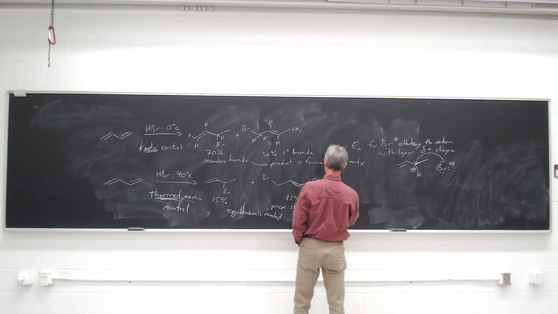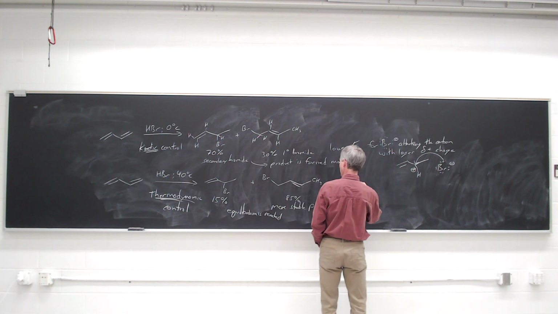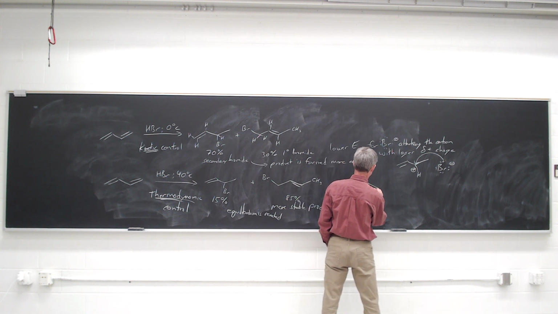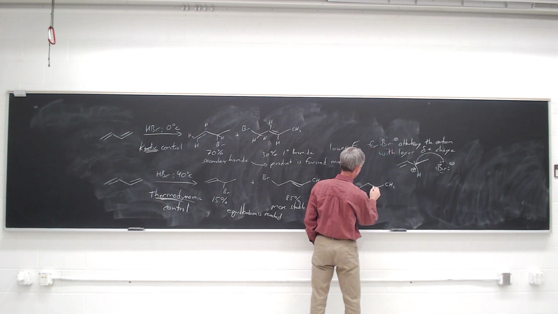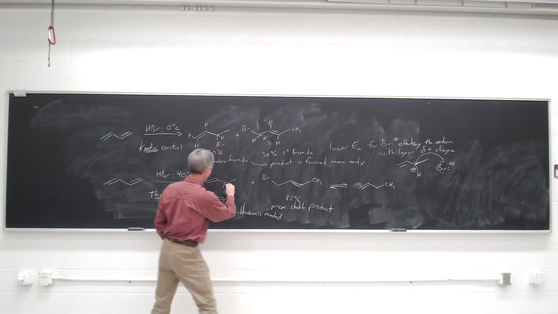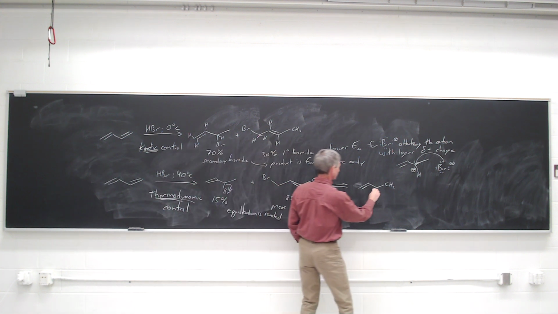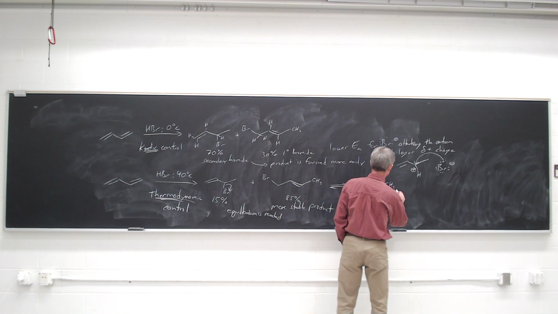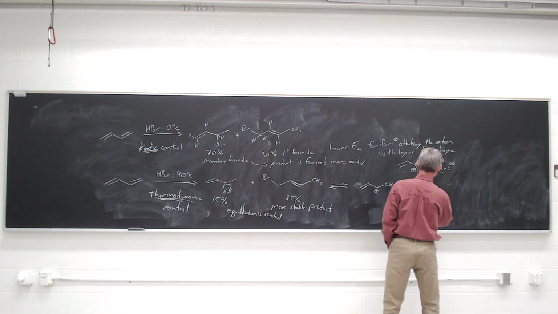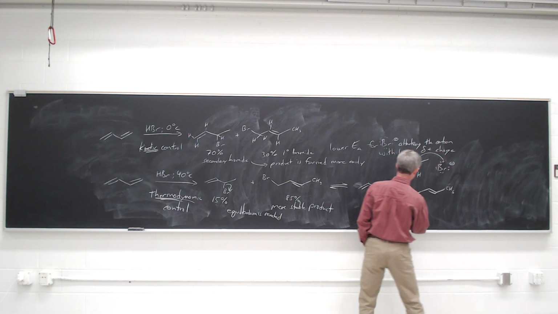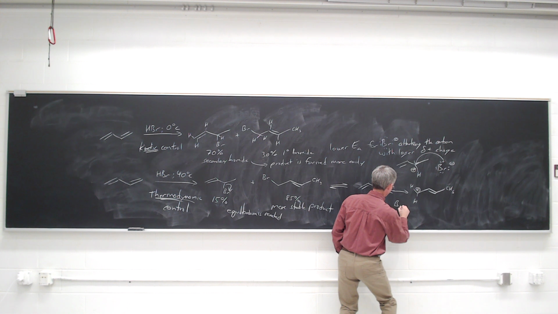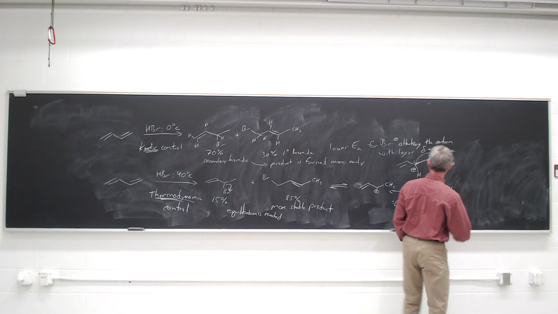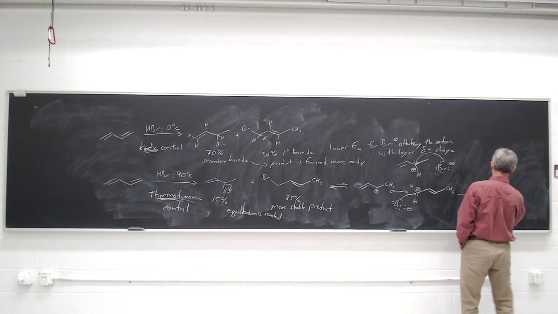Whereas at a higher temperature, we can have the bromide fall back off to generate the allylic carbocation again, and that's resonance stabilized. The bromide ion can now attack the end carbon to generate the more stable product.